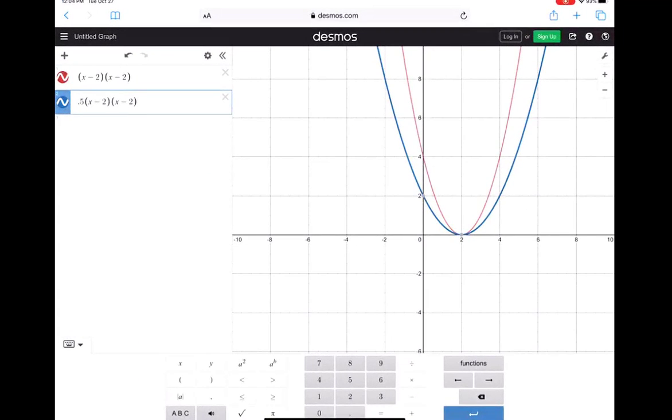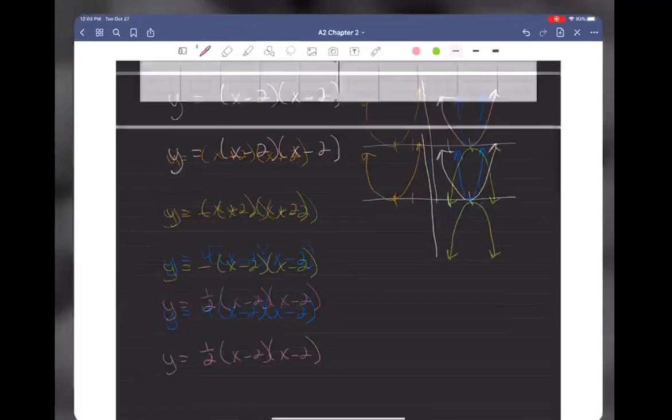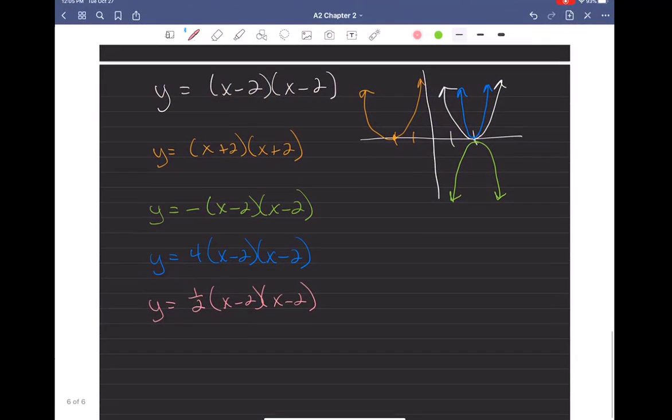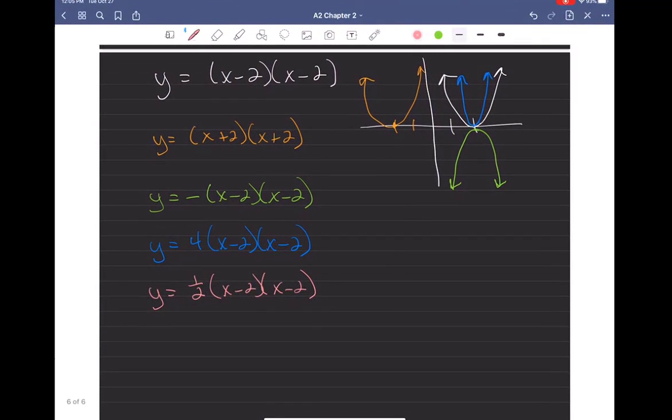And then when I did the half, it made it wider, didn't it? They almost look like the same color. Can you guys tell that's pink? Yeah, right?